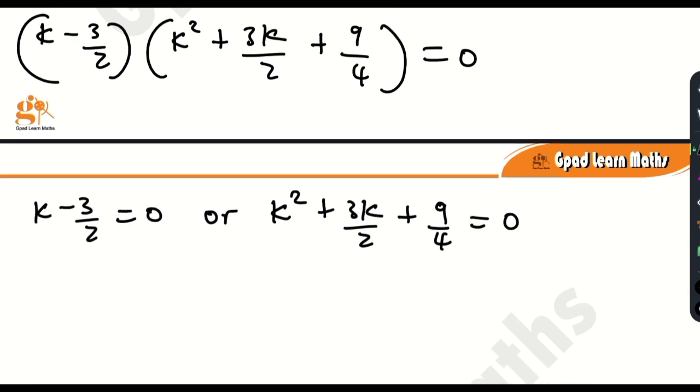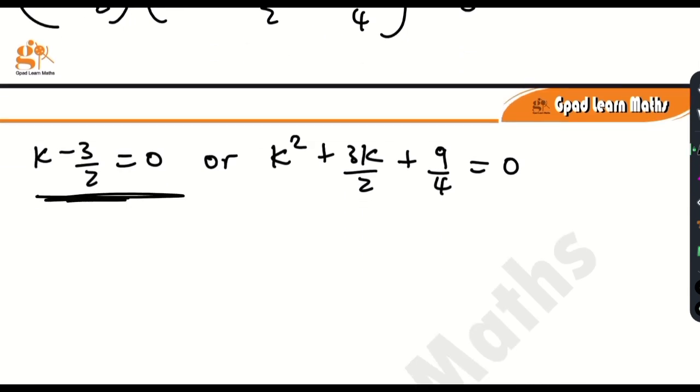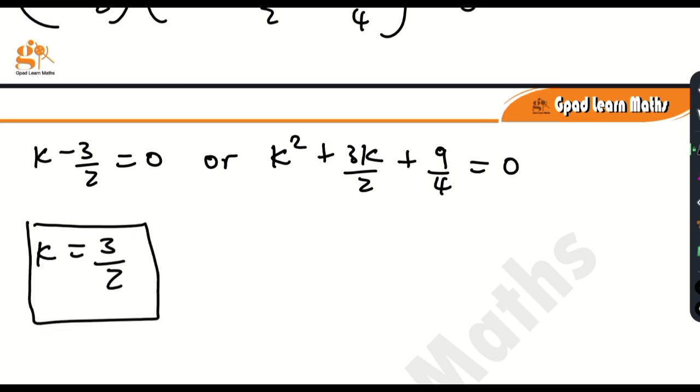Hope you are with me here. Now let's solve this first equation. If you move minus 3/2, if you transpose it to the right hand side, I'm going to have k, which is equal to what? 3/2. Now we have one value of k, 3/2, but we're going to have others from this quadratic equation.